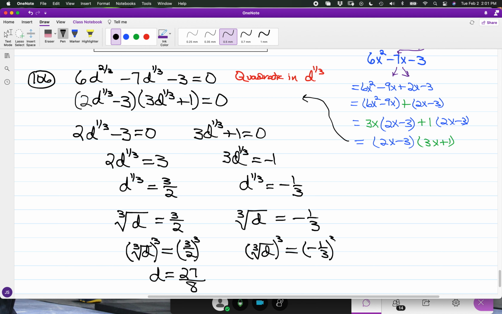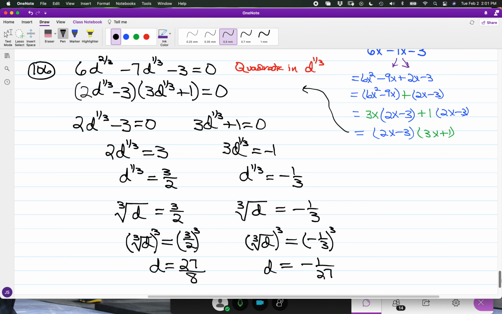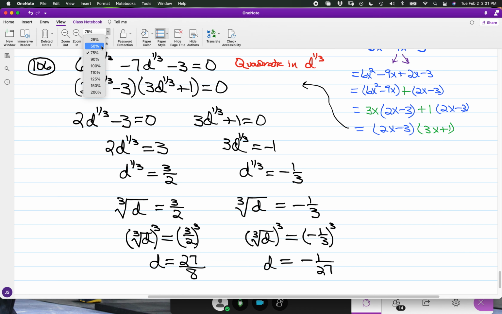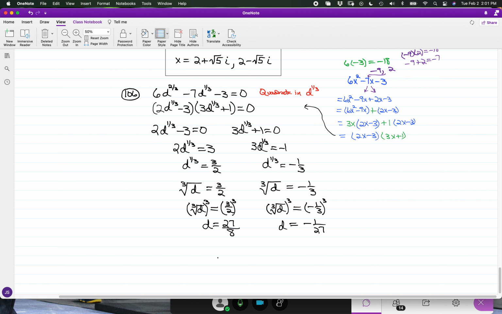So the cubic root of d raised to the third goes to d, and the cube of negative 1/3, you have negative 1/3 times itself three times. So we end up at minus 1/27. So for this equation, we're going to have two solutions for d. Again, we have one at 27/8, and for the other, we have minus 1/27.